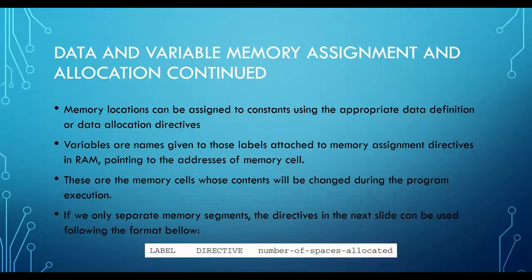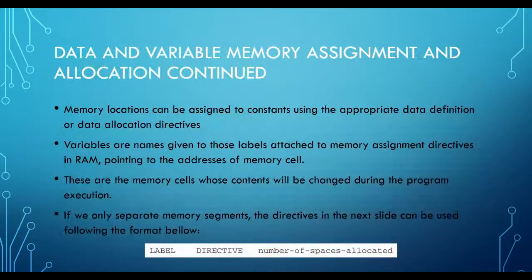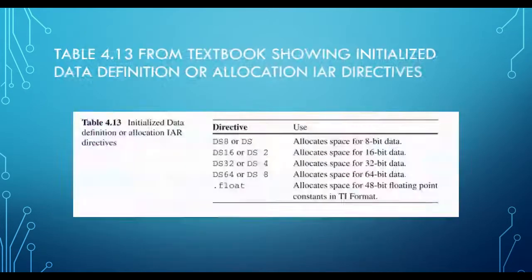Memory locations can be assigned to constants using an appropriate name definition. Variables are names given to those labels attached to the registers. If we want to allocate separate memory, the directives in the next slide can be used. Now let's look at this. You can allocate certain memory spaces for these labels.